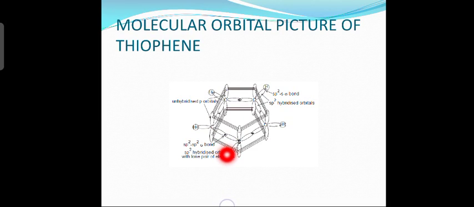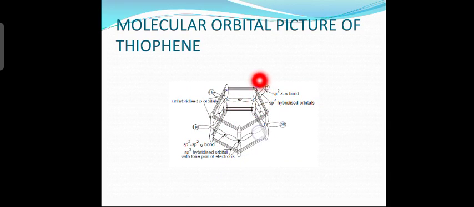Okay, so it lies in the plane of the ring. So all these lone pairs lie in the plane of the ring. Each ring atom in thiophene has an unhybridized p orbital. You can see here.